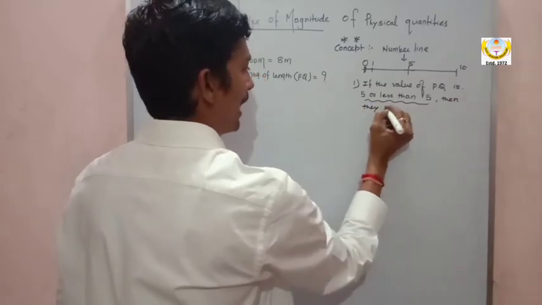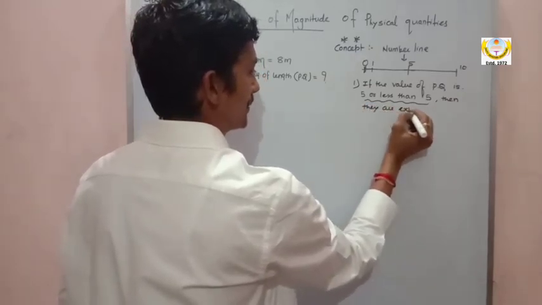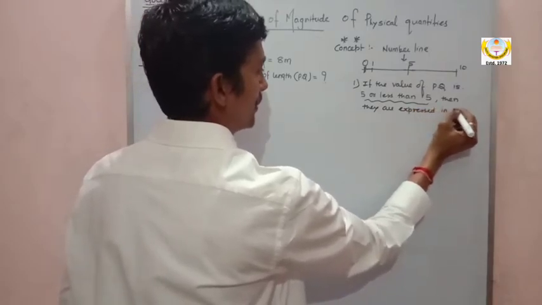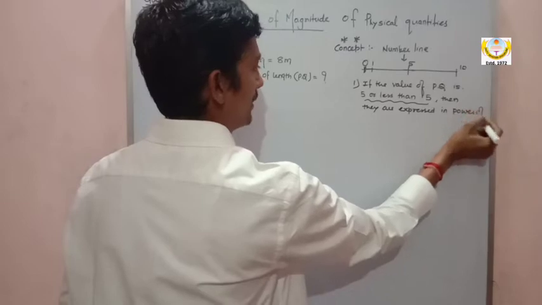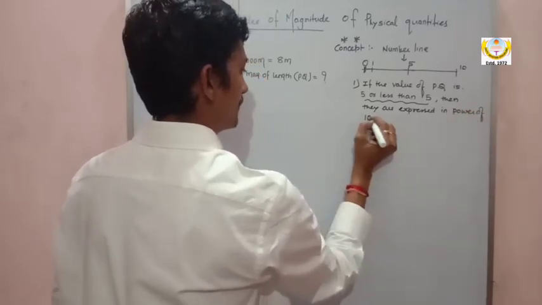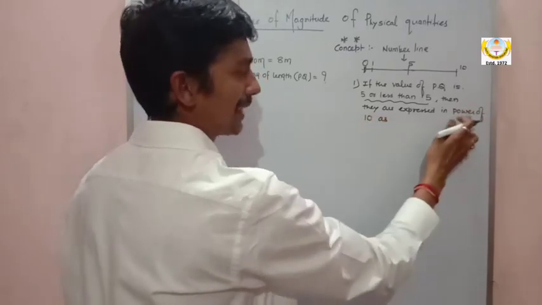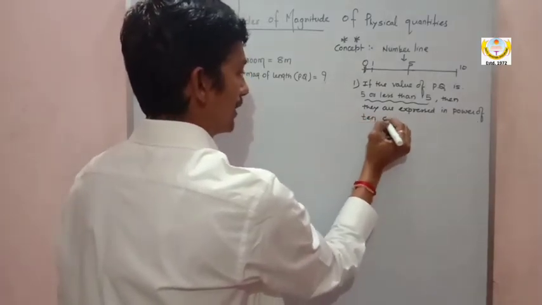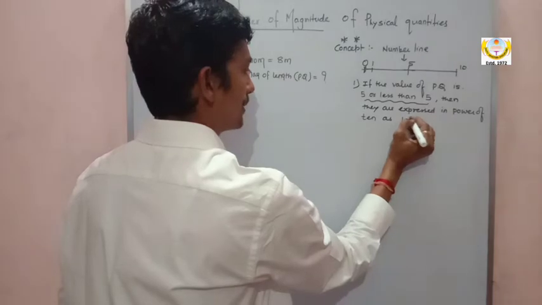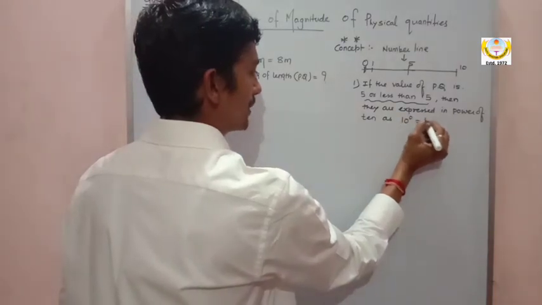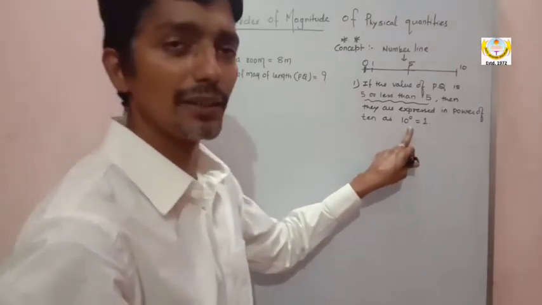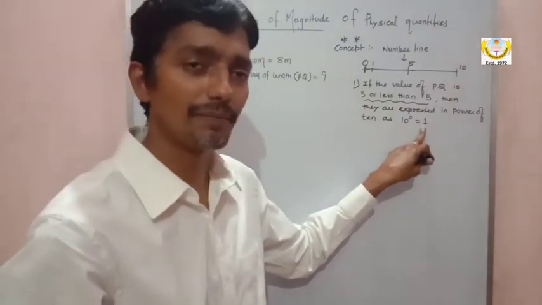they are expressed in power of 10 as 10 power 0. And what is 10 power 0? That is 1. 10 power 0 is equal to 1.